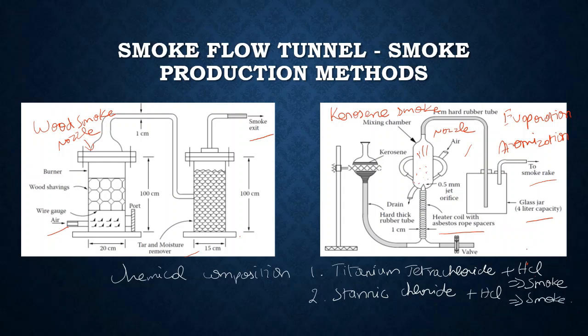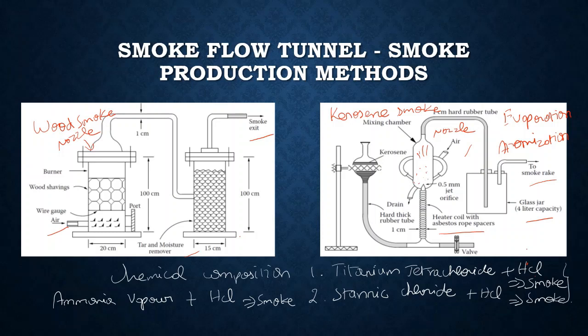The other method is ammonia vapor. When ammonia vapor is reacted with HCl, we have an HCl solution. We create a vaporized form of ammonia, and that vaporized ammonia is exposed to HCl. What happens? Smoke is formed.